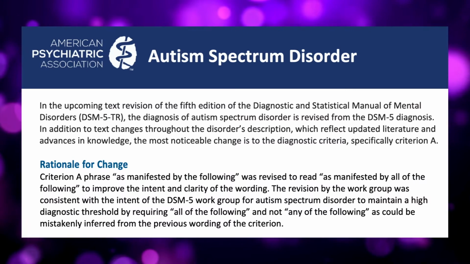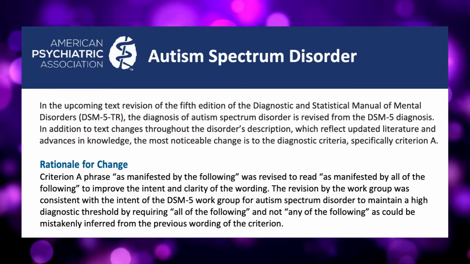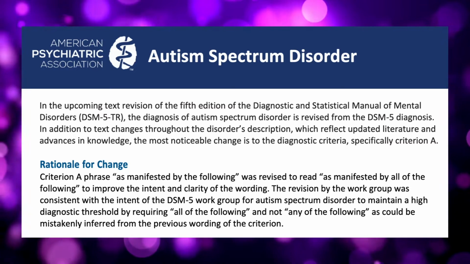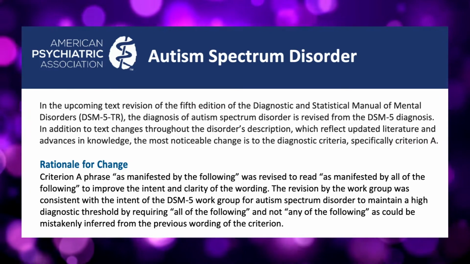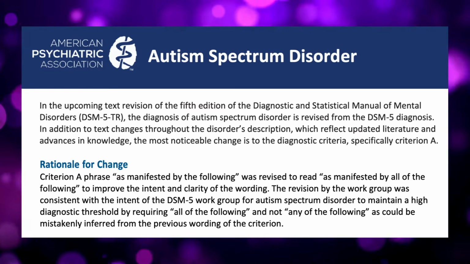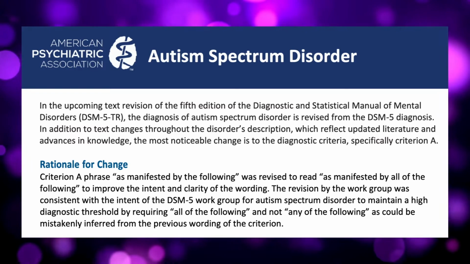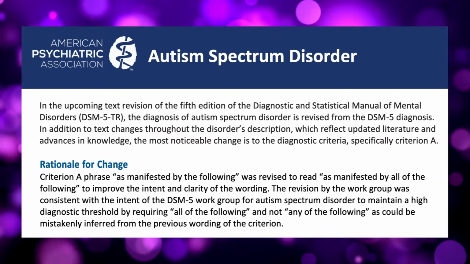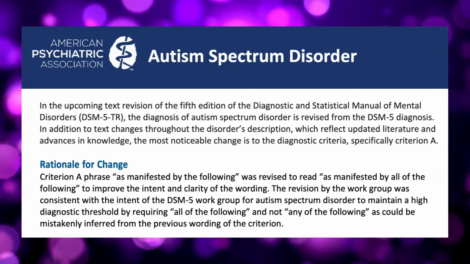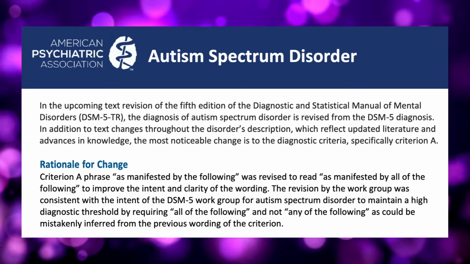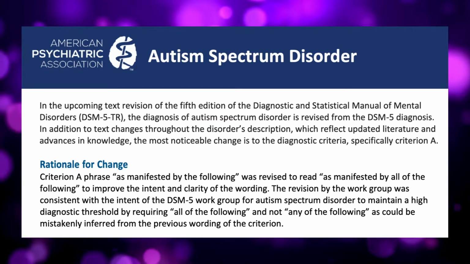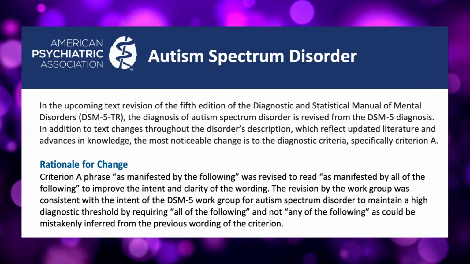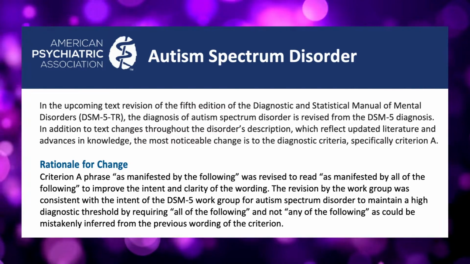Okay, so let's talk about the alteration to criterion A. Here is the rationale for change to criterion A. The phrase, as manifested by the following, was revised to now read, as manifested by all of the following. Now, this is to improve the intent and clarity of the wording. The revision by the work group was consistent with the intent of the DSM-5 work group for autism spectrum disorder to maintain a high diagnostic threshold for requiring all of the following and not any of the following, as could be mistakenly inferred from the previous wording of the criteria.